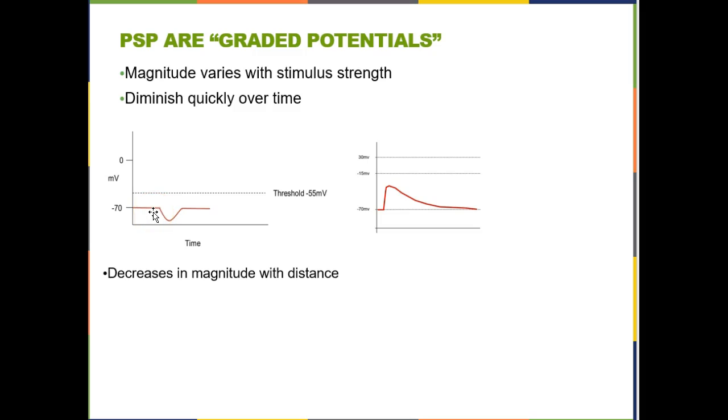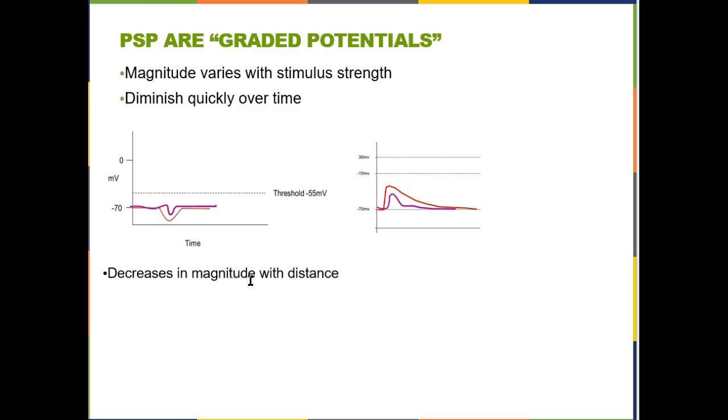Also, they can be inhibitory, they can be excitatory, and inhibitory can be mildly inhibitory or more inhibitory, or you might have an EPSP that looks like that. So they just come in different shapes and sizes and different magnitudes, and diminishing quickly over time simply means that as time progresses, you return to your resting membrane potential.